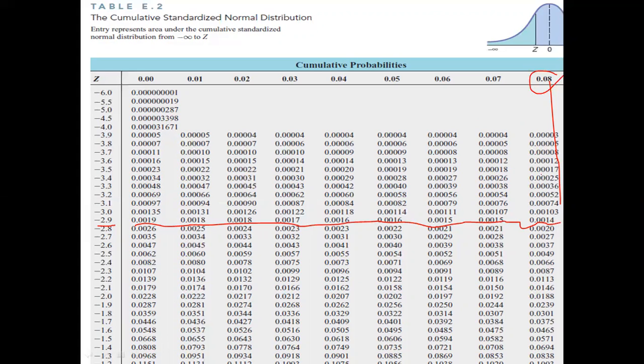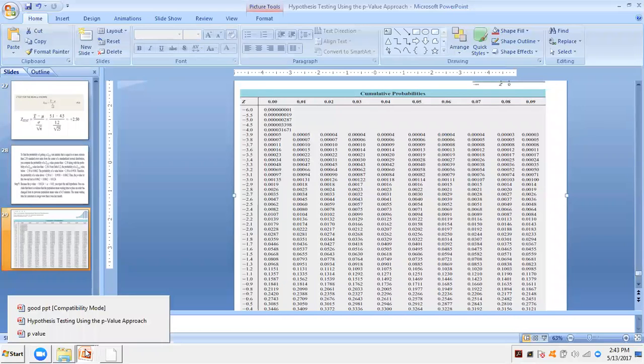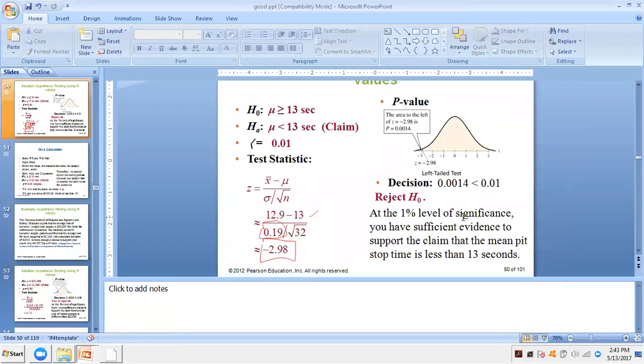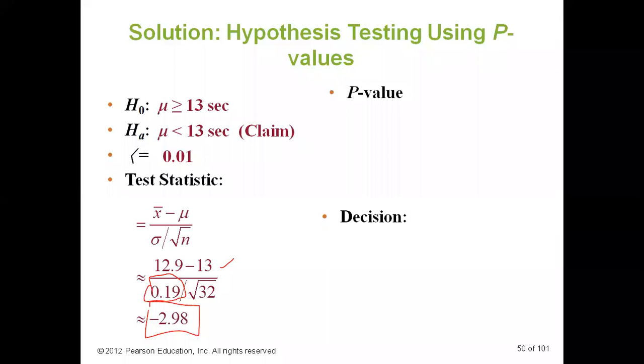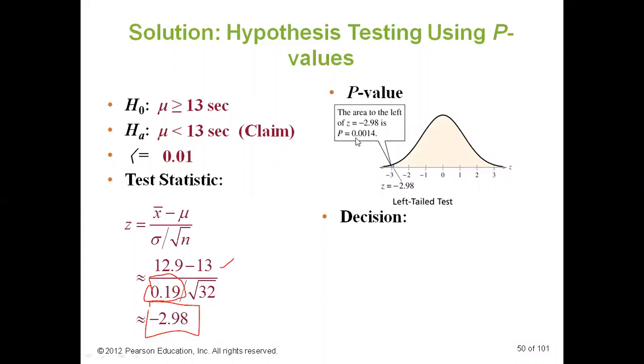So the value is 0.0014. You can see in this table, the probability of z is 0.0014, which is on the left side.